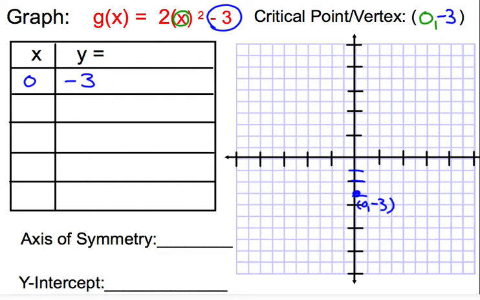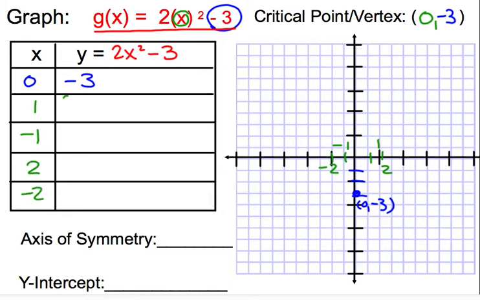So I'm going to have my first ordered pair, 0, -3. Now I'm going to write my equation in my chart, 2x squared minus 3. All right, so I'm going to go ahead and pick a point to the right and left on the x-axis, so I'm going to pick 1 and -1. I'm going to go 2 to the right and 2 to the left. So 2 and -2.